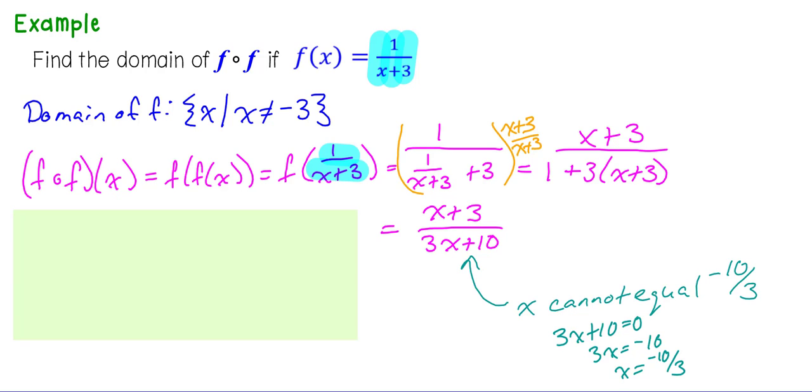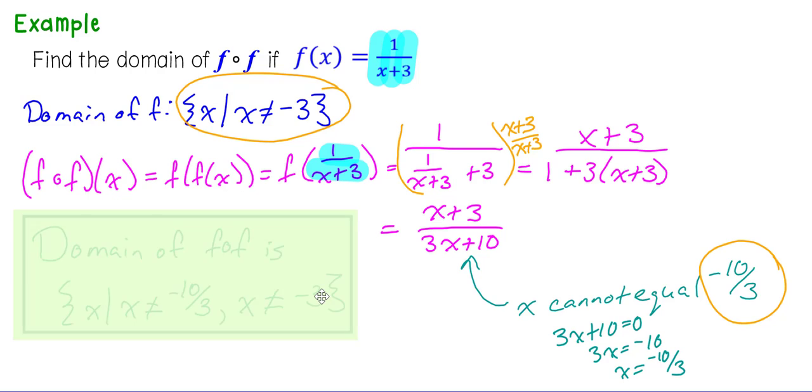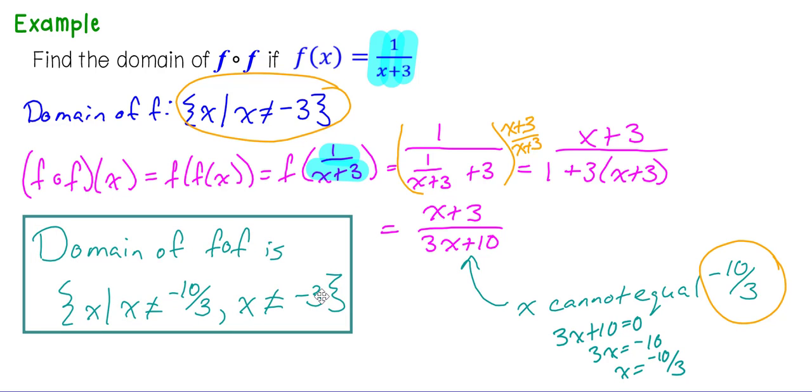So our two exclusions are x cannot equal negative 3 and x cannot equal negative 10/3. So the domain for f composed with f is x, except x cannot equal negative 10/3 and x cannot equal negative 3.